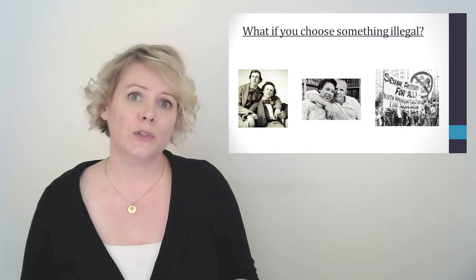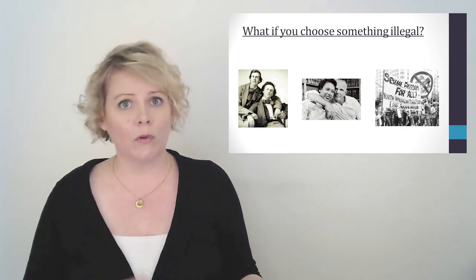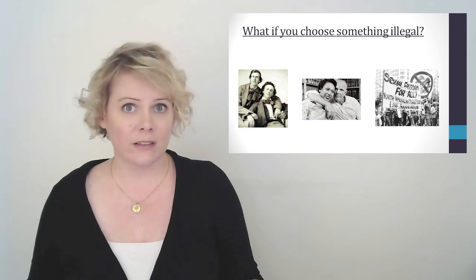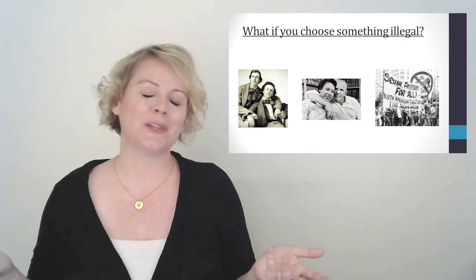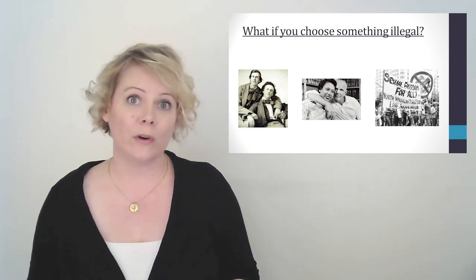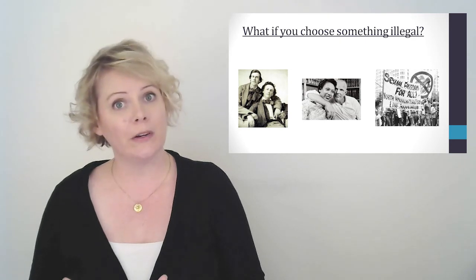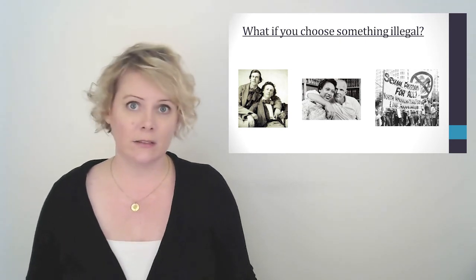Here is a portrait of two lovers during the Victorian era who were also told that their desires were wrong and bad and against God. Or we have this couple here in the middle, the most famous interracial marriage of all, the Lovings. They had to take their case all the way to the Supreme Court to be allowed to have a legal interracial marriage because they were also told that what they were doing was wrong and illegal and bad.